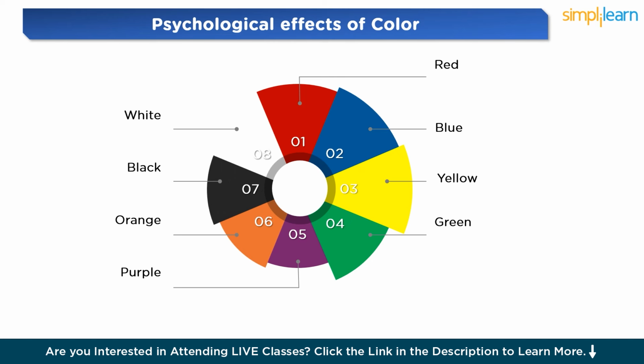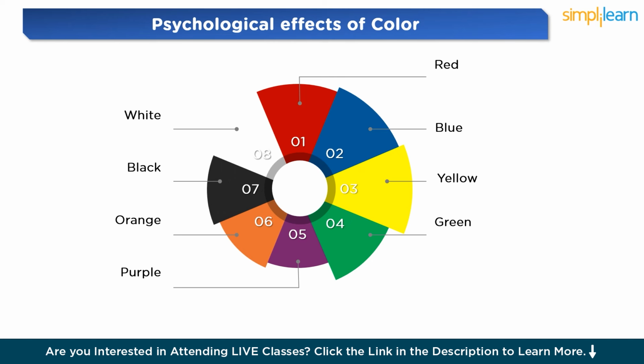3. Yellow. Represents optimism, happiness, and warmth. Often used to convey positivity and cheerfulness. Can stimulate mental activity and enhance creativity. 4. Green. Symbolizes nature, growth, and harmony. Associated with health, freshness, and environmental awareness. Often used to promote relaxation and balance.